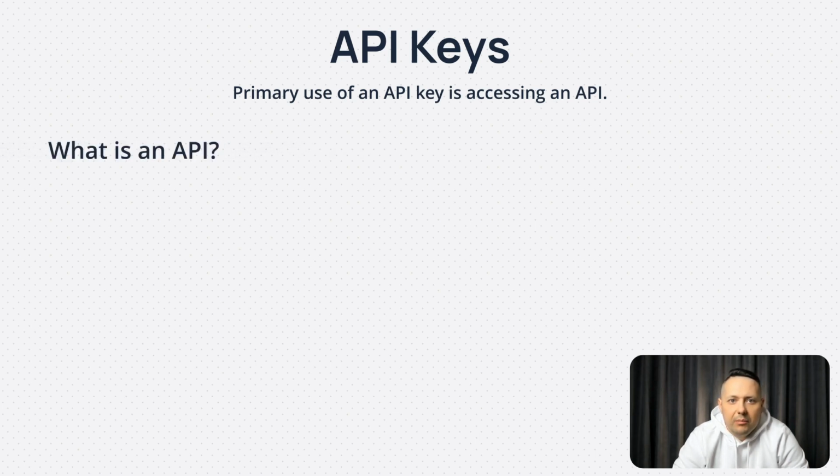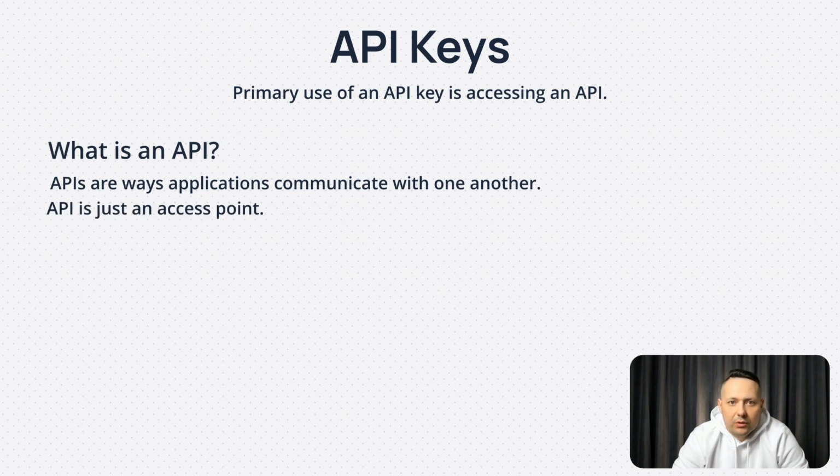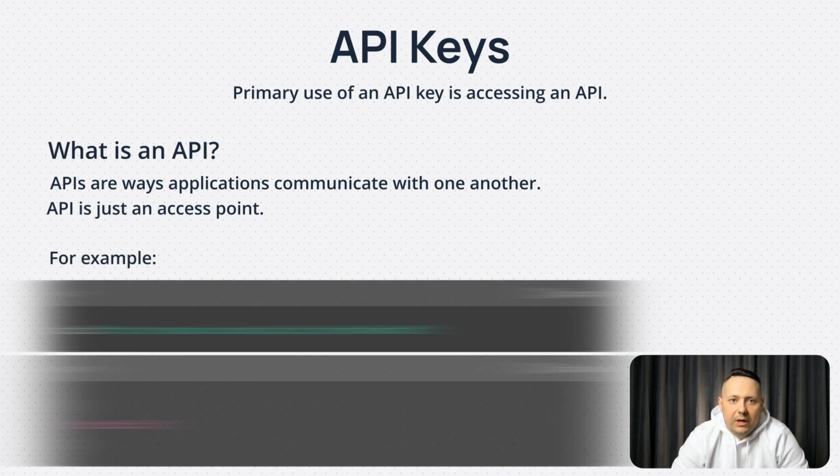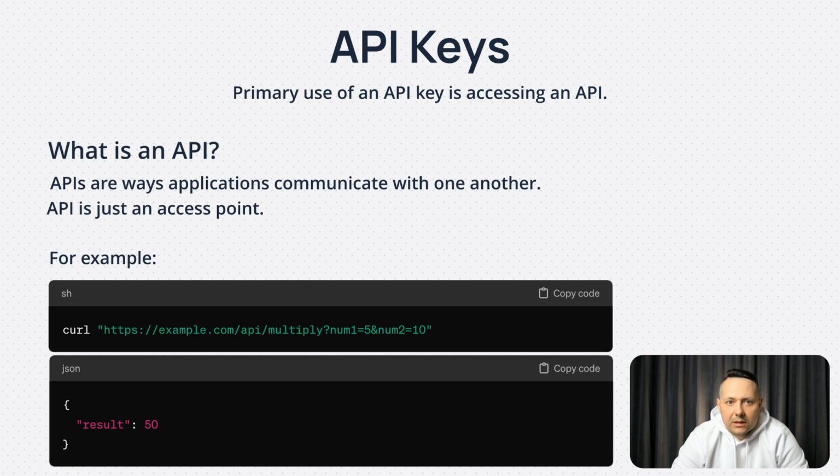But what is an API? In short, APIs are ways applications communicate with one another. The API is not the database or even the server, it's just an access point. This access point accepts some data and responds with some data. For example, if an API could multiply two numbers, then it accepts two numbers and responds with one number.